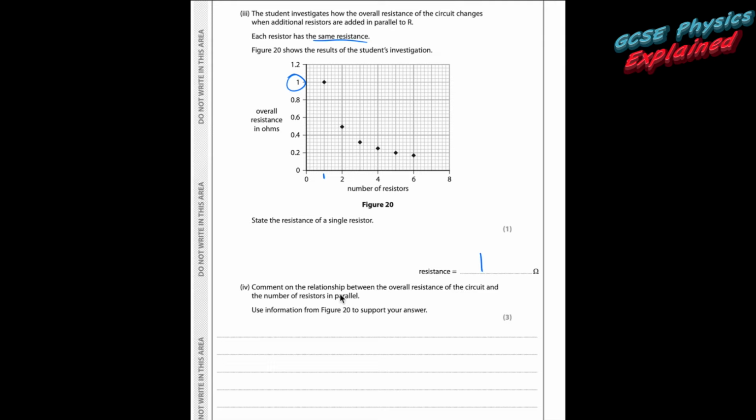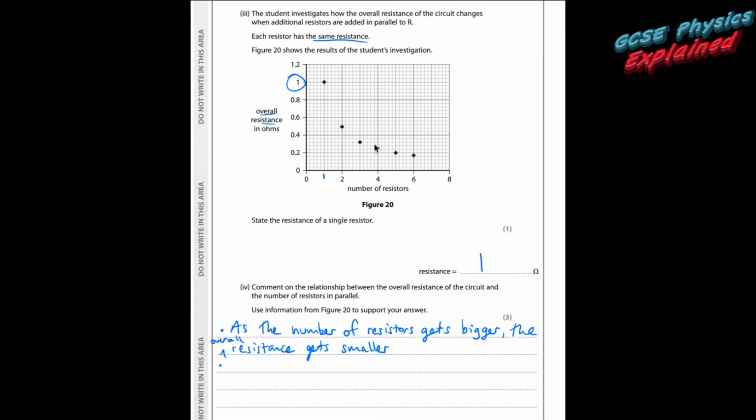Part 4. Comment on the relationship between the overall resistance of the circuit and the number of resistors in parallel. Use information from figure 20 to support your answer. Right, let's give our statement. So as the number of resistors gets bigger, the resistance is getting smaller. I'm just going to slip the word overall in there. So that was overall resistance. Not that it probably matters. Right, so you'll always get 1 mark for saying your basic relationship.